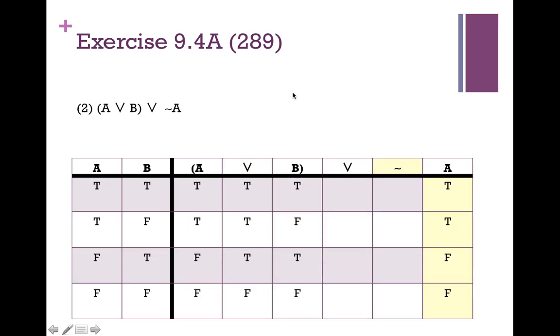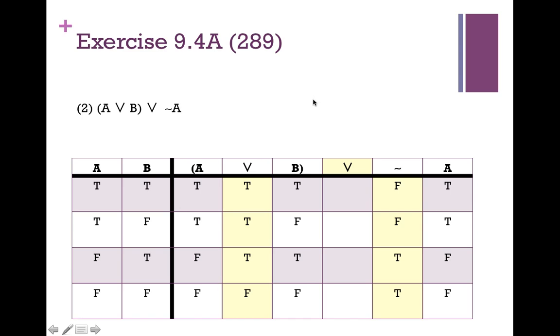Then we're going to come to the other connective of least scope, which is this negation here. To fill that in, we just take the opposite of the truth values that appear right here under A. So put a false here because this is true. Not true means false. Not false means true. And that's how we do that.